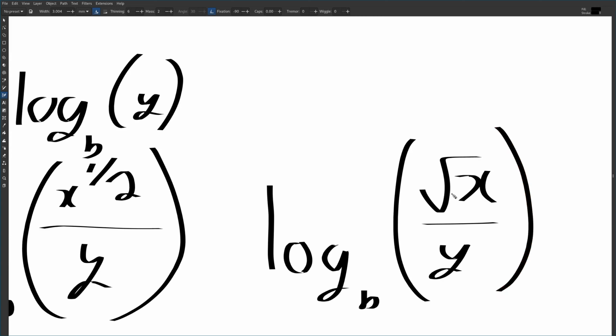And it's the same thing for x to the 1/3. X to the 1/3 is the cube root of x. X to the 1/4 is the fourth root of x, and so on.